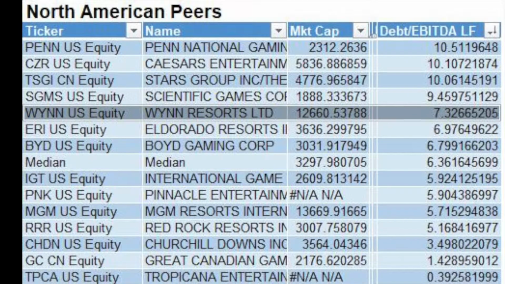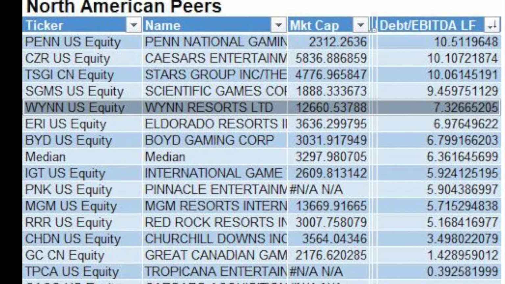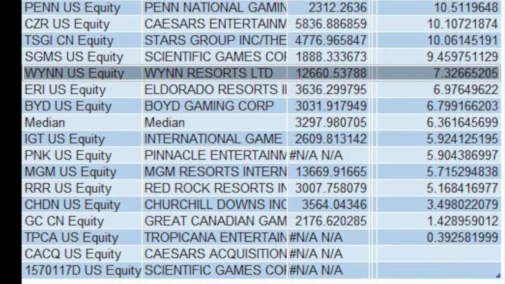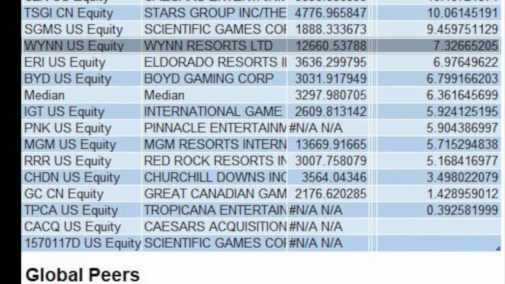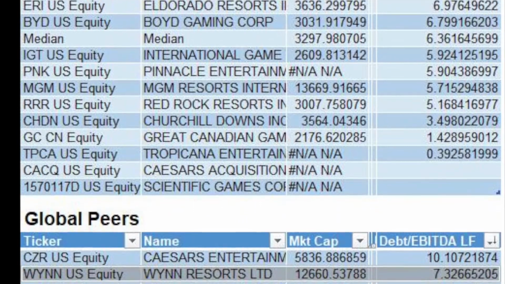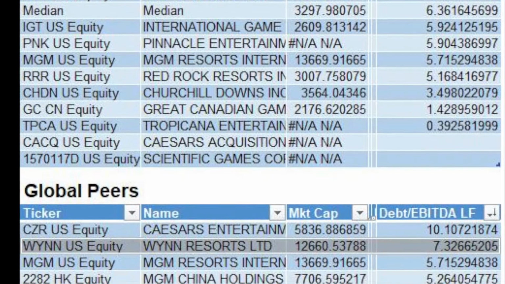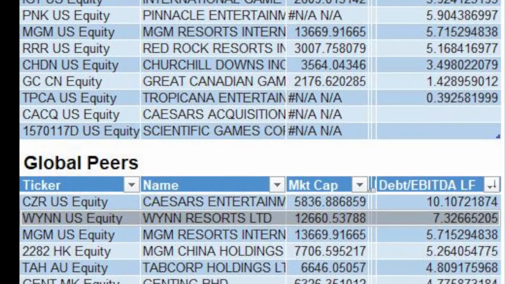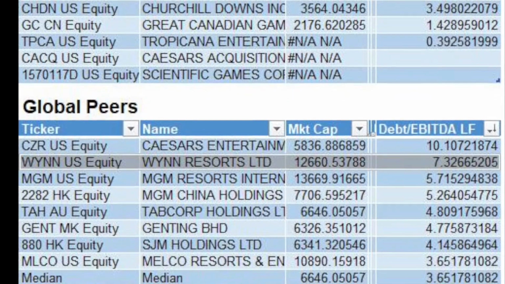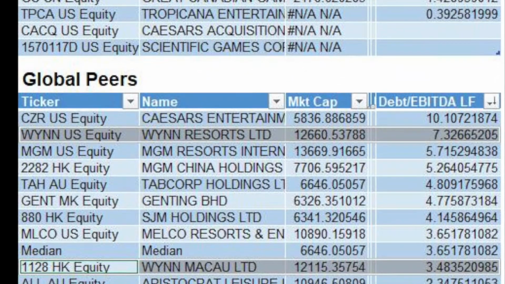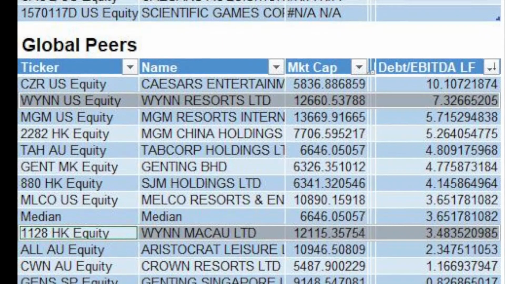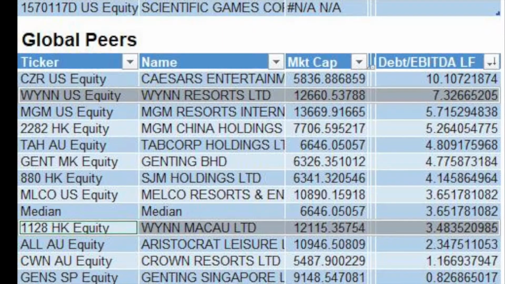Total debt to EBITDA shows a company's ability to pay off its incurred debt. This ratio measures the amount of generated income that is available to pay down debt before covering interest, taxes, depreciation, and amortization expenses. The higher the ratio is, the greater debt load a firm has. Comparing Wynn Resorts to its North American peers, the debt-to-EBITDA ratio is just above the median, whereas when comparing it to their global peers, it has the second highest debt-to-EBITDA ratio, only behind Genting Malaysia.